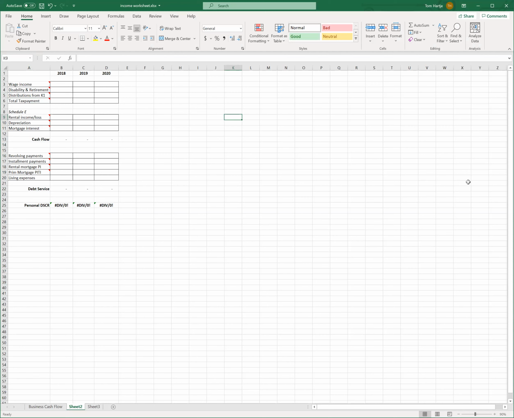The next line here, distributions from K1s. So these two obviously are adding into the cash flow, because they are sources of income, they are cash flow. The next one, distributions from K1s. This does not necessarily show on the tax returns. This is from the K1.